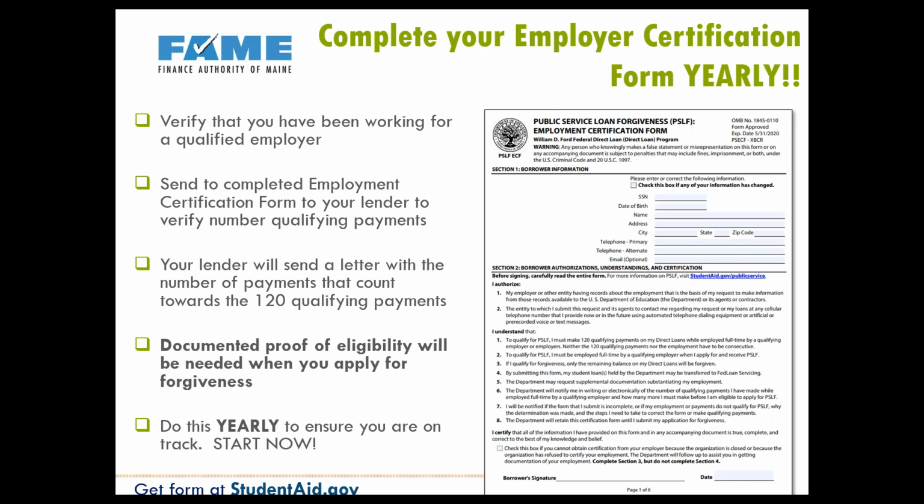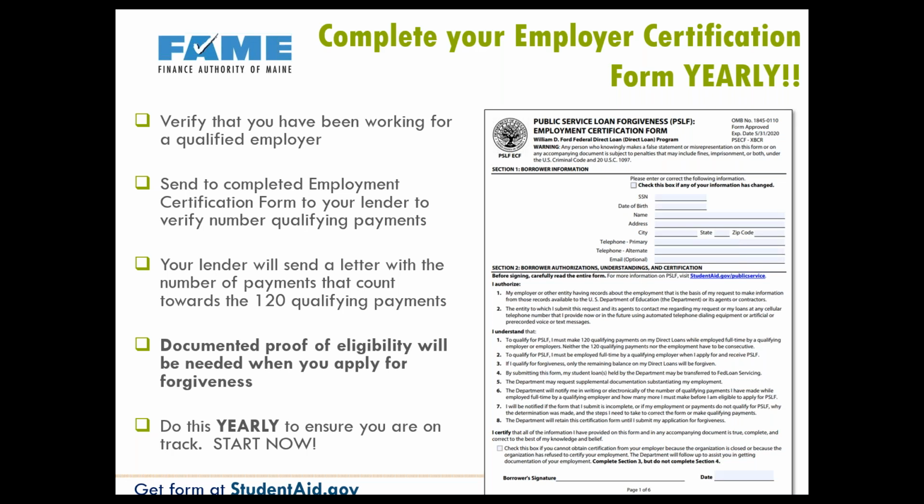I want you to do this now. We're not going to wait 10 years to do this. We're going to start doing this now, and we're going to do it every year going forward. So when you get this form, it's going to say, yes, you have the right loan, you have the right repayment plan, but you need to verify your employer is the right type.